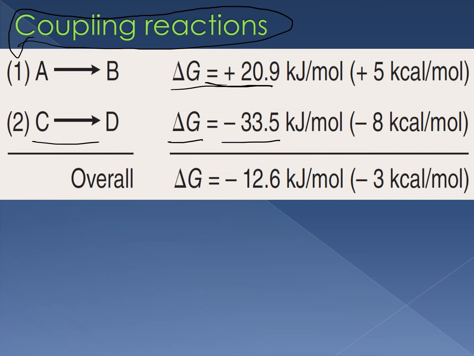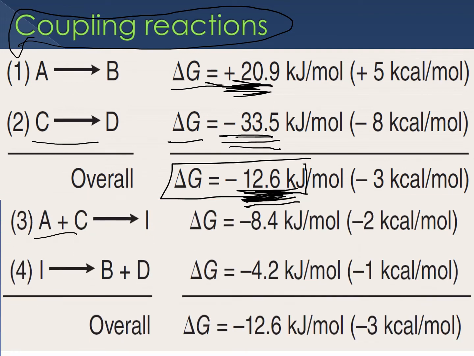If we couple them, we join them together, then we get, let's see, positive 20.9 plus negative 33.5 is negative 12.6. So basically, the energy yielding reaction here can be coupled with the energy consuming reaction here, and thus the reaction happens. Kind of like me coupling work with my endless expenditures.